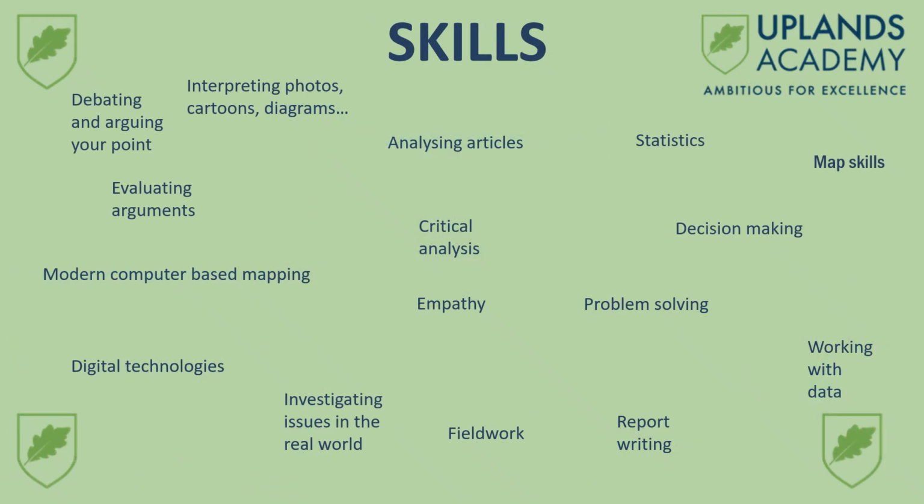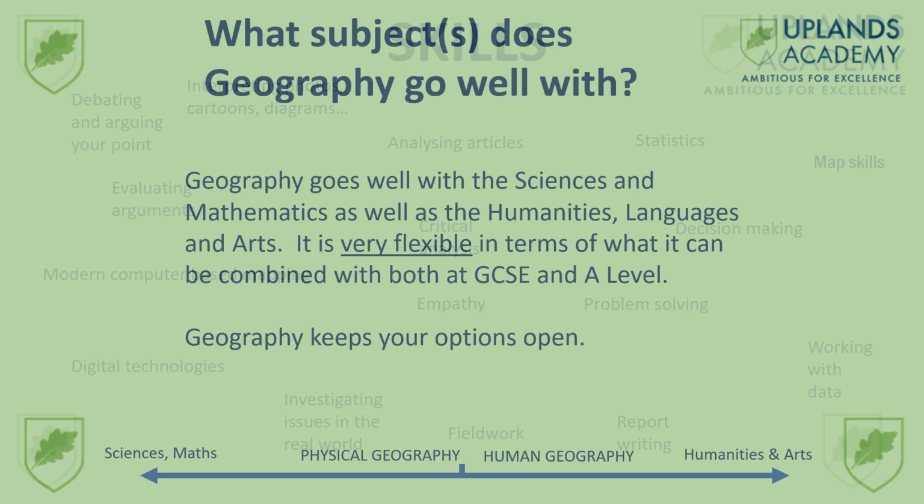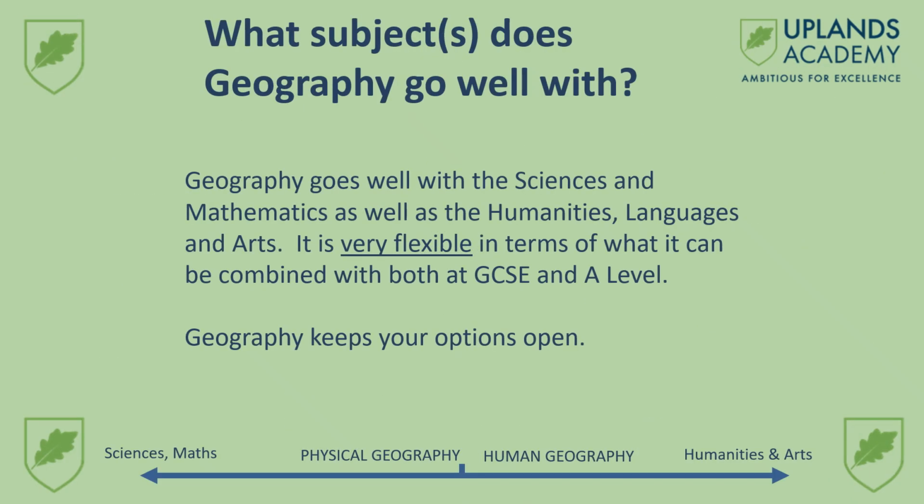So throughout the course, you'll see on the screen now a selection of different skills that are taught by studying GCSE Geography. And just an example of some of those, so we look at evaluating, so more sort of English literature style, how to write things. And then we've got our map skills, our decision making, but also working with lots of data. So we do work very well alongside other more mathematical or science subjects also. So this does mean that geography goes well with both the sciences and maths, as well as the humanities, languages and arts. So it's extremely flexible in what it can be combined with, both at GCSE and A-level, if you were to decide to take A-levels further on. So geography really does keep your options open.